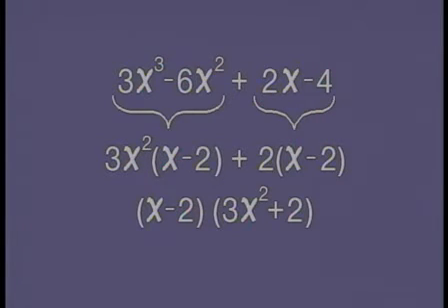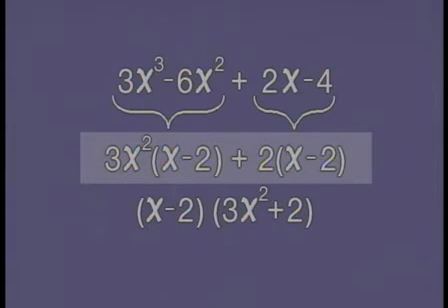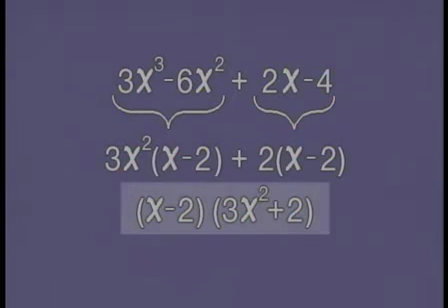After we group, we factor a common monomial. Now you'll notice in the first grouping we can factor out a 3x squared. We get 3x squared times x minus 2. In the second grouping, we can factor out a 2, and we get 2 times x minus 2. Notice there's an x minus 2 in each of those terms, which means x minus 2 is a factor of both the first grouping and the second grouping. And therefore, we factor out the x minus 2, and what's left is 3x squared plus 2. So we have x minus 2 times 3x squared plus 2. That is factoring by grouping.